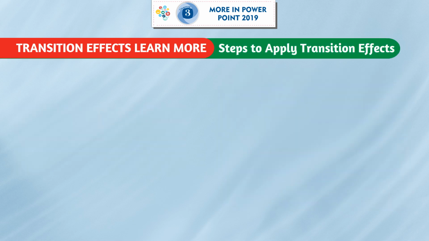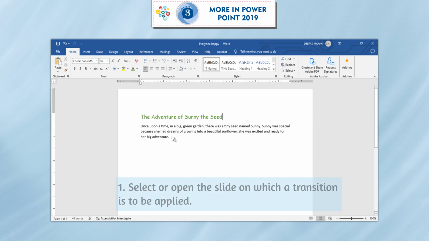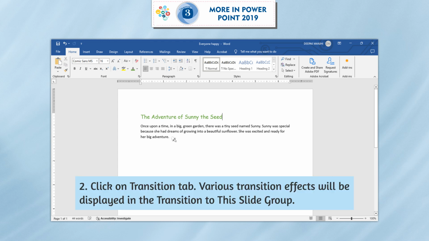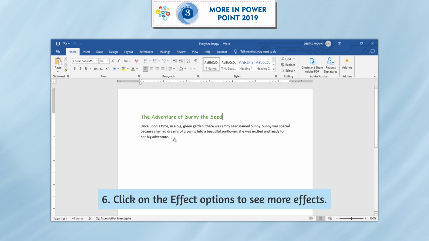Steps to apply transition effects. To apply transition effects to a slide, you need to follow the given steps. 1. Select or open the slide on which a transition is to be applied. 2. Click on Transitions tab. 3. Various transition effects will be displayed in the Transition to This Slide group. 4. You can also view more options by clicking on the drop-down arrow. 5. Select any effect by clicking on it and that will be applied on the slide. 6. Click on the Effect Options to see more effects.